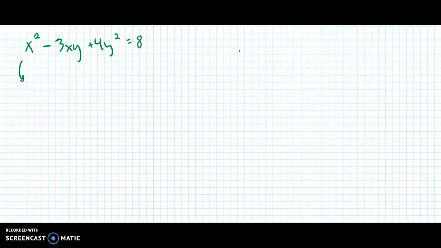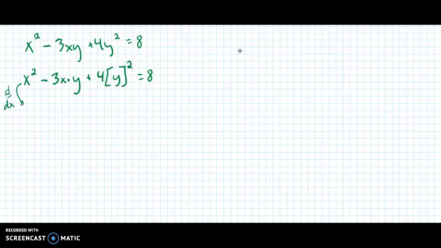First thing I'm going to do is rewrite this so it's a little bit easier to see. So I've got x squared minus 3x, I'm going to put a dot there for times y, plus 4 bracket y close squared equals 8. Now I'm going to d/dx this. That means take the derivative with respect to x.